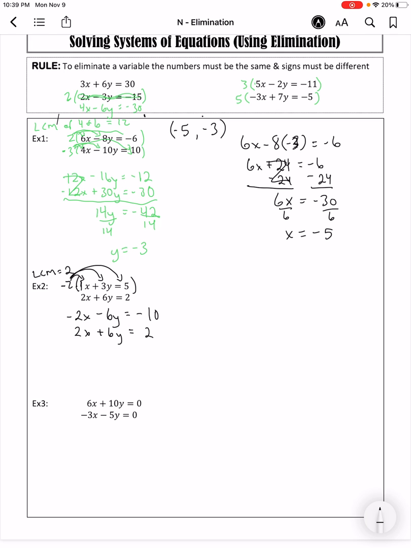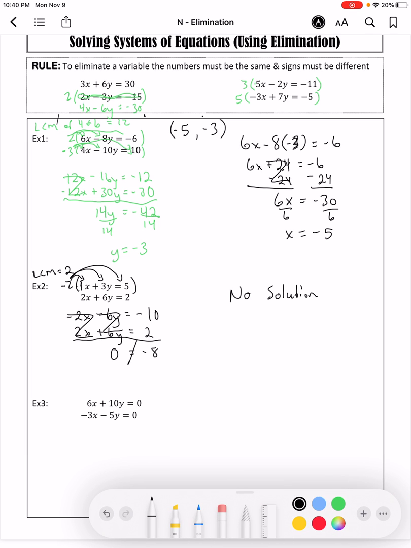All right, now again, we're going to combine like terms all the way across. So negative 2x plus 2x is a zero pair. Negative 6y plus 6y is also a zero pair, which means I'm left with nothing on the left. On the right, I have negative 10 plus 2 is negative 8. Now, does 0 equal negative 8? The answer is no. This is a false equation. Because this is false, we know that we have no solution. Since 0 does not equal negative 8, we have no solution.